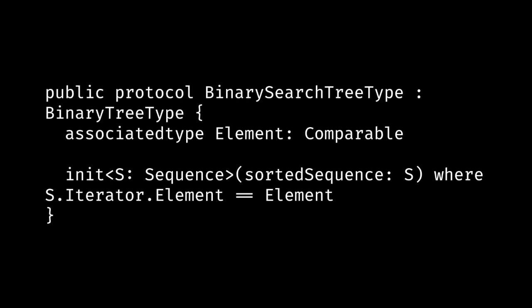Now, if you want to build on this binary tree type protocol and build a binary search tree type, you simply define the element to be comparable, and you add a convenience initializer which allows you to build a tree from a sorted sequence.